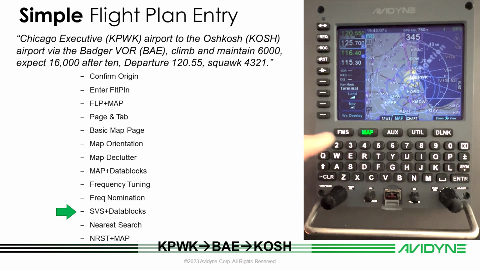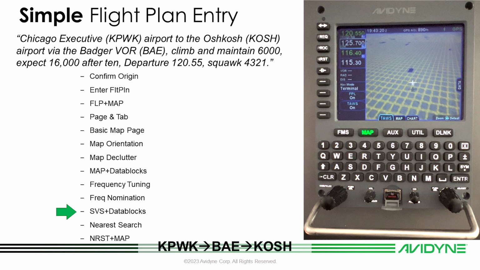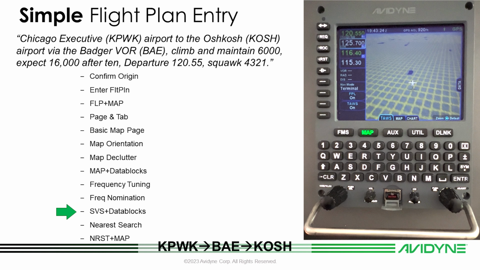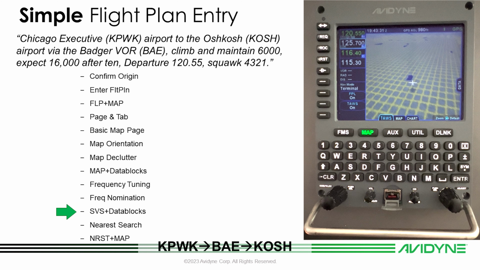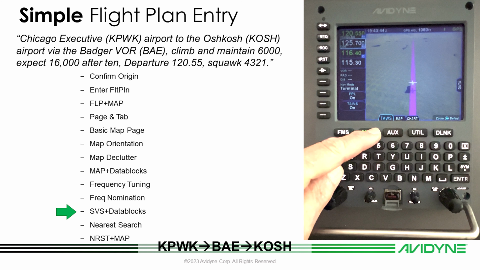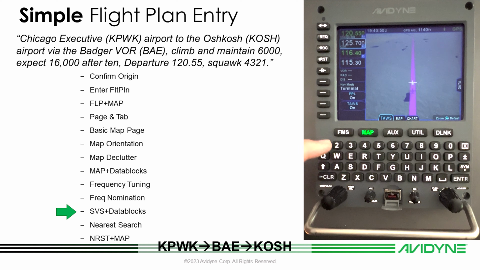Climbing out, we can switch to the map page TAWS tab. The magenta line will come in view as we climb through 1,000 feet AGL on the synthetic vision display. Touch the Map side tab or press and hold the Map page button to bring up the data blocks. Press and hold again to retract the data blocks, based on your preference.